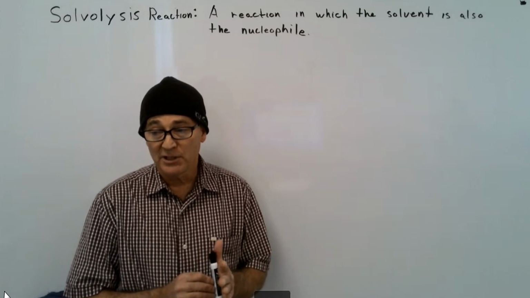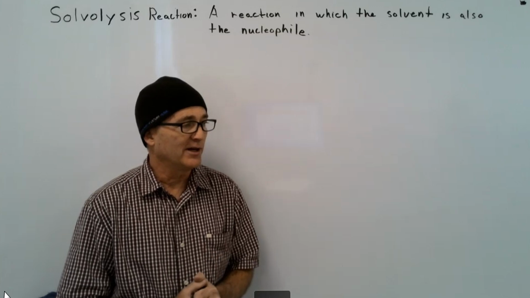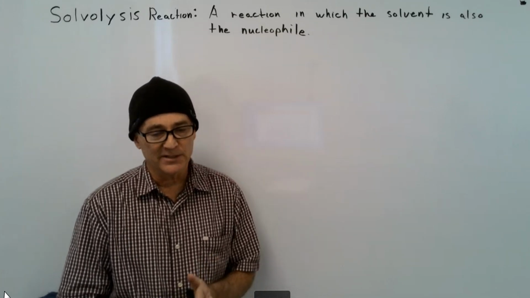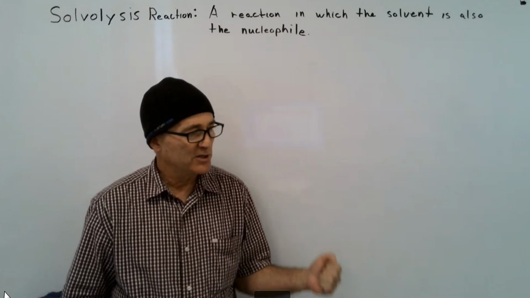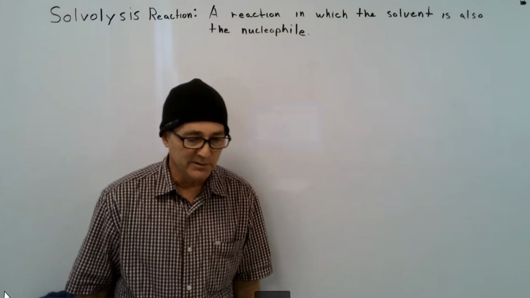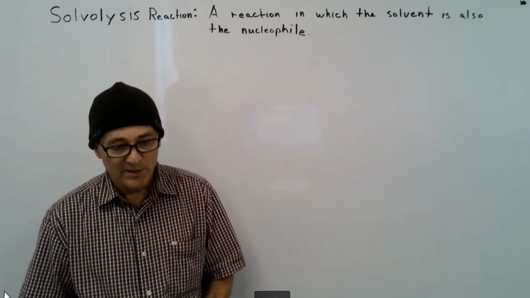It can only be bimolecular if we have a strong nucleophile. That's why you want to know the difference between strong and weak nucleophiles, so you can tell me whether it's unimolecular kinetics or bimolecular kinetics, because we'll also get to E1 and E2 eventually.